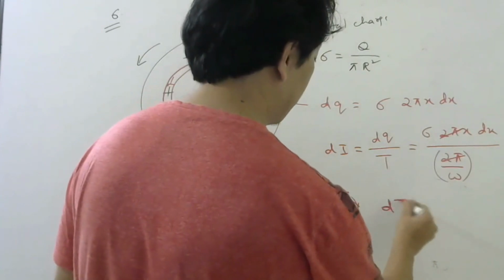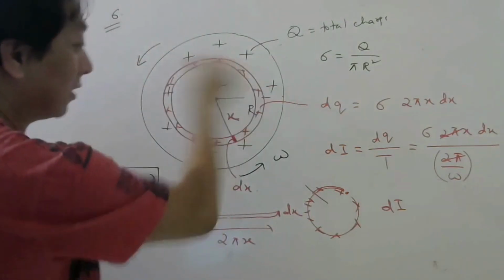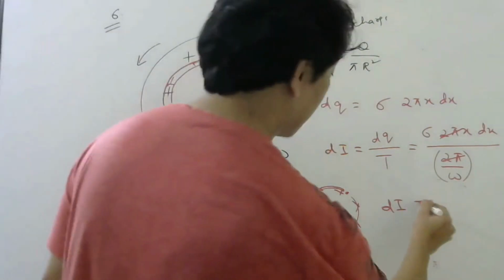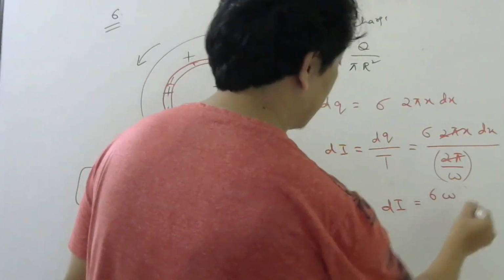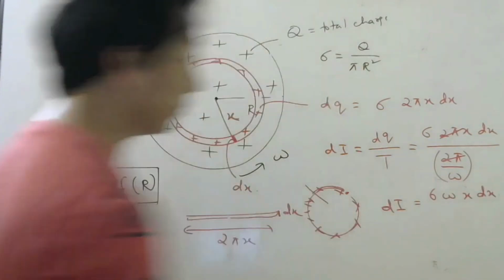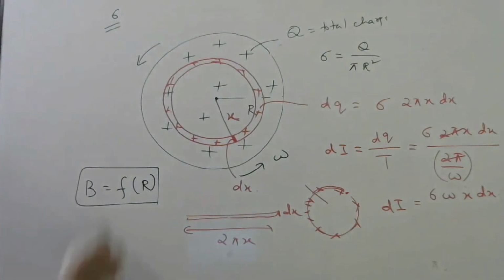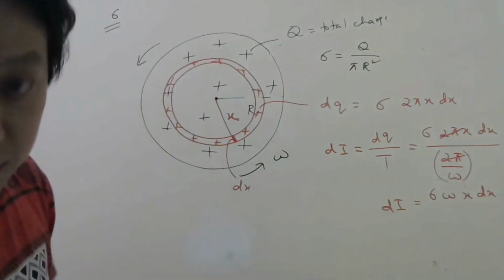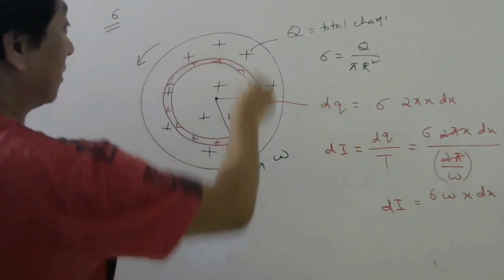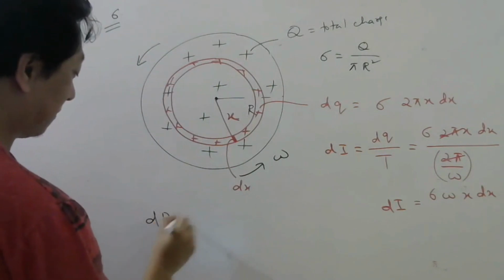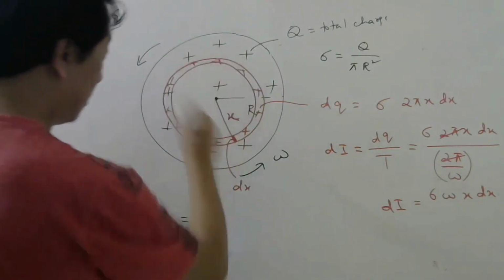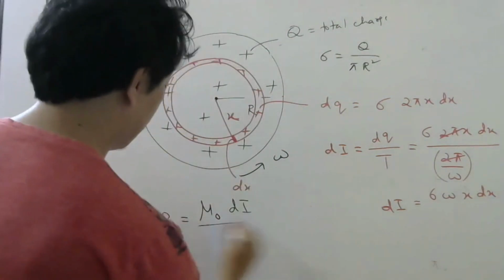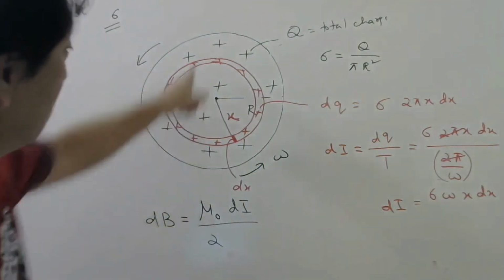So the small current in this ring due to the rotation of the disk, which is charged, will be how much? Sigma omega x dx. Correct? Okay. So now I need to know what is the magnetic field at this point due to this current. So that will be dB, let us say. Mu naught, current here due to this ring is di divided by 2r. What is r for this ring? x, remember.